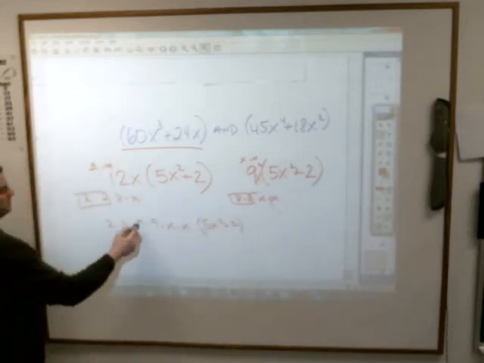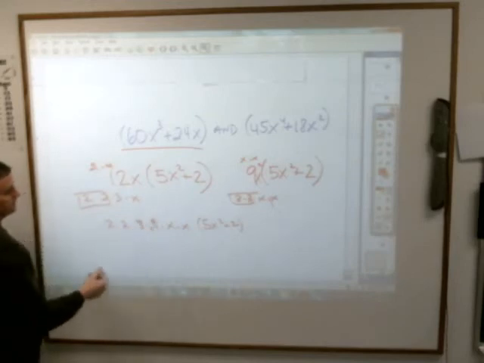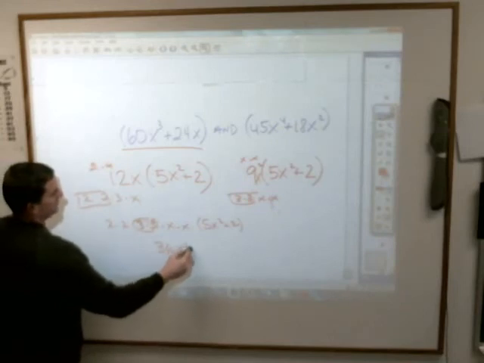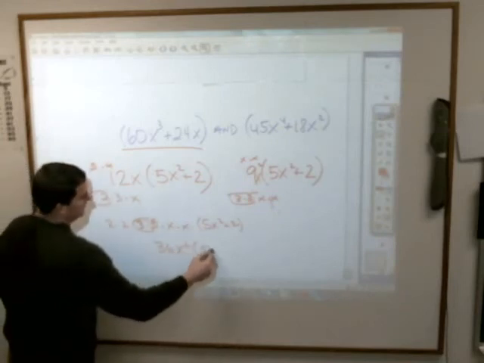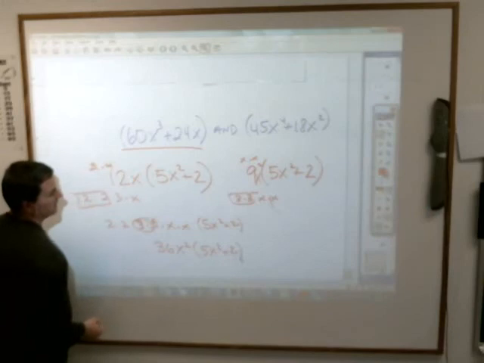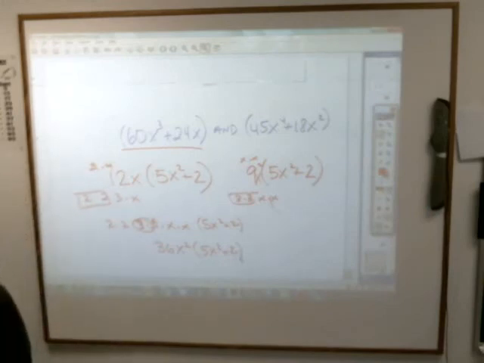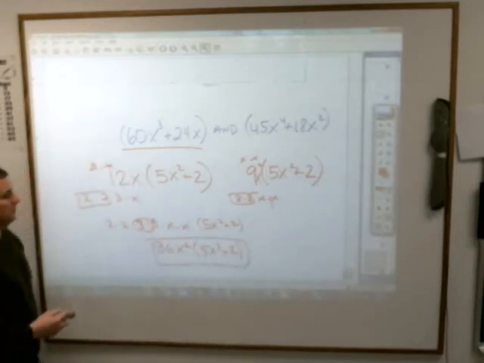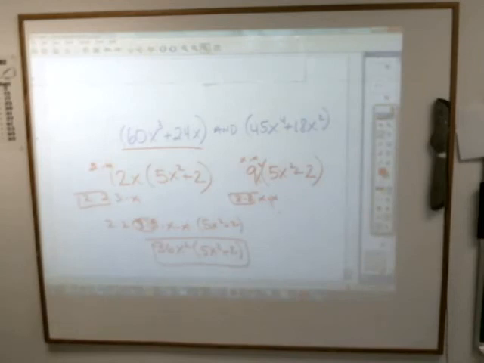Yeah, I know, I'm just having that sort of a day. So this is 9 times 4, so you end up with 36x squared times 5x squared plus 2. I suppose I have to remultiply that out, do I? Is that what the book does, Jeremy? No, they just left it like this. I don't think you'll have to do much of that. Thank goodness.